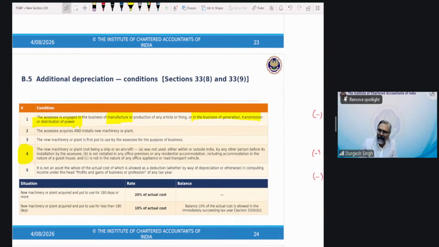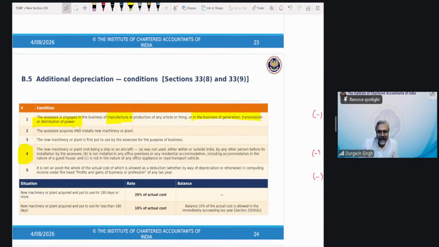Primary, or maybe any particular office plant and office equipment, students, they are also covered in the negative list. Or maybe in the factory premises, students, in the residential accommodation in the factory, like a guest house and all. So there also you may have those plants in those guest houses. So whether it will be considered for additional depreciation? No, again it is in the negative list.